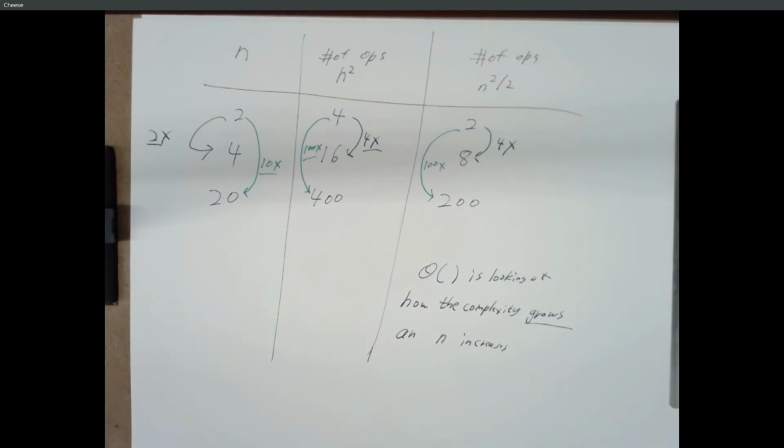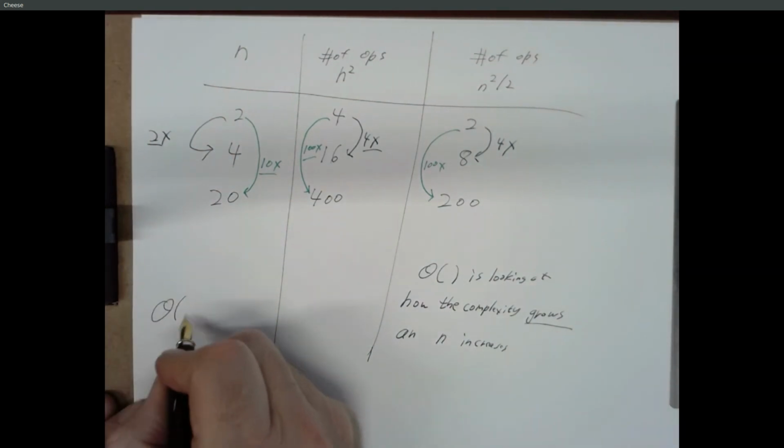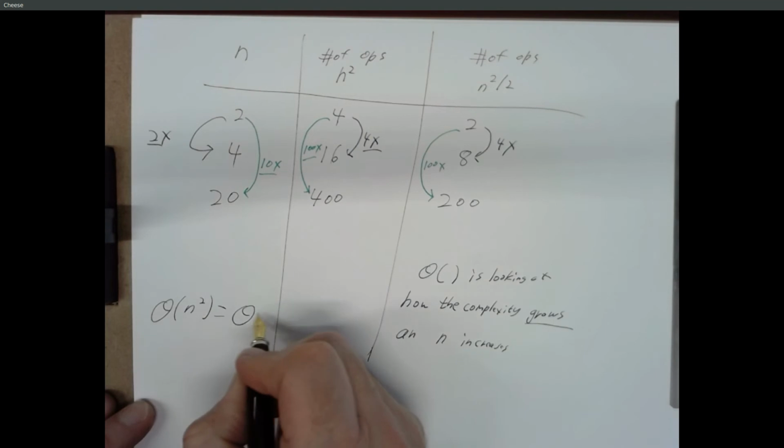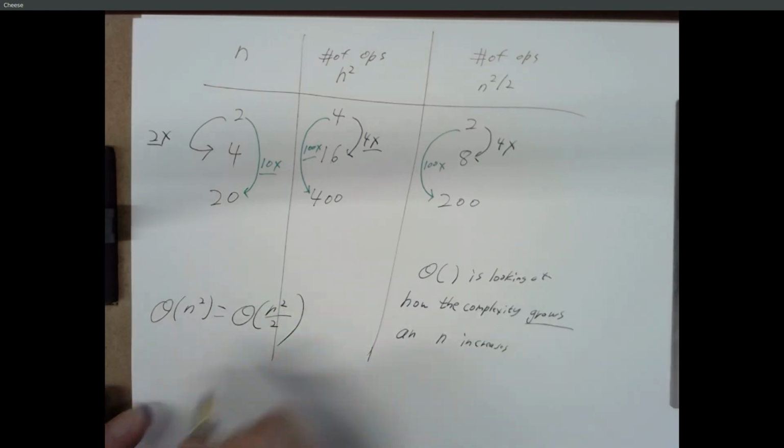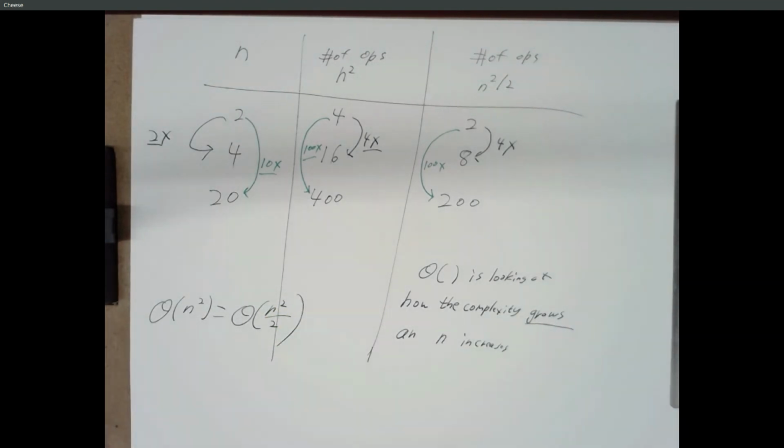So this is why we say that these are the same thing. Right? An order of n squared algorithm is basically the same as an order n squared over 2 algorithm. We're not saying they take the same amount of time. We're saying the time that they require increases by the same factor when you increase n by a certain factor. So we throw away constants when we do this big O notation.